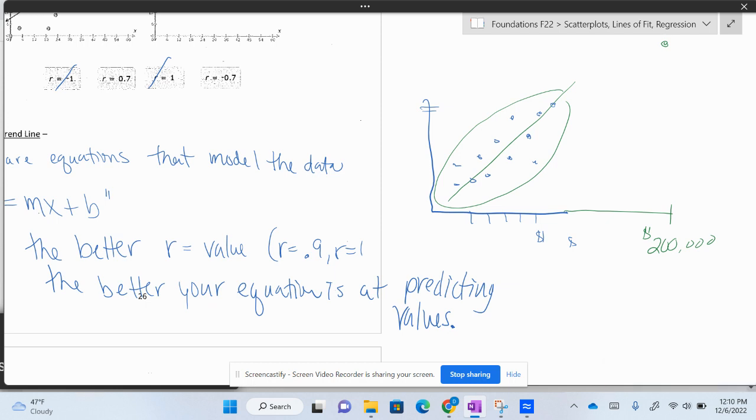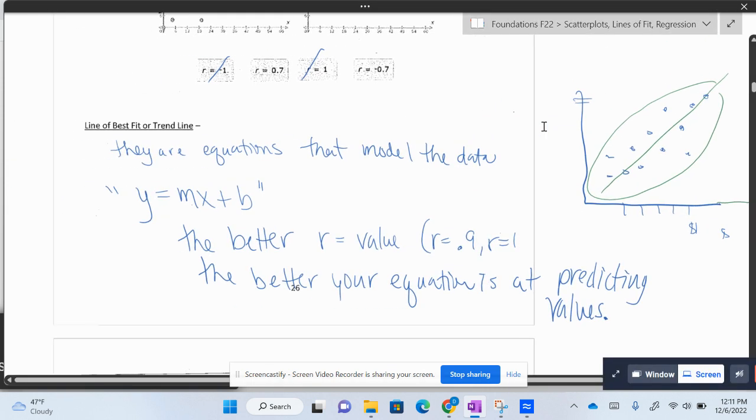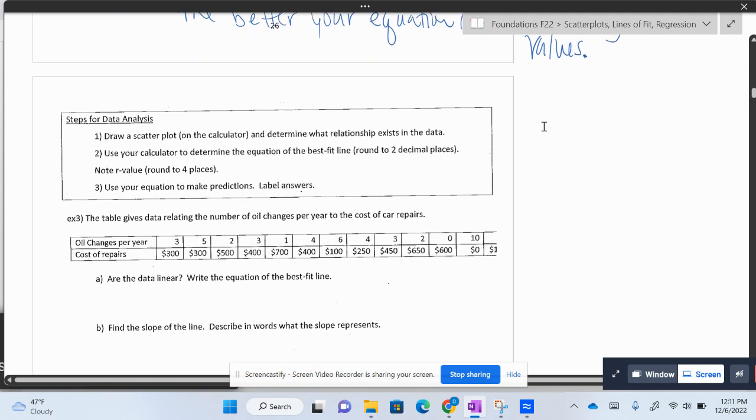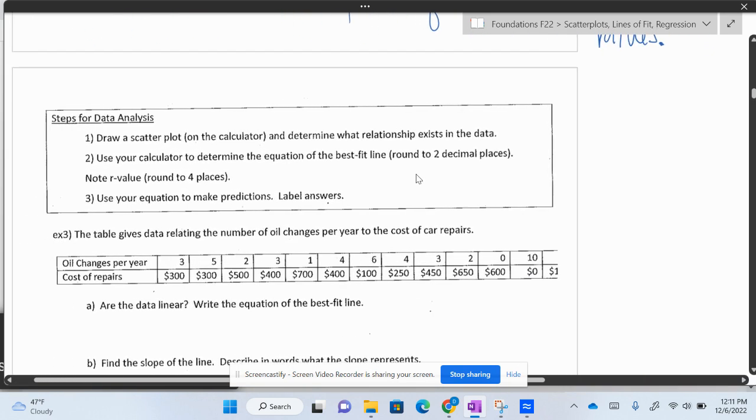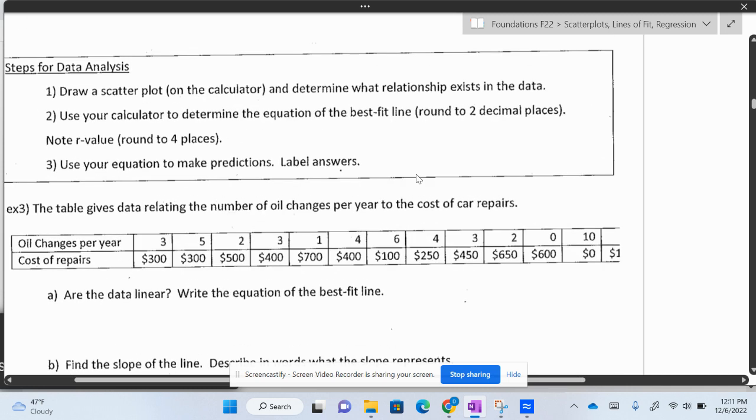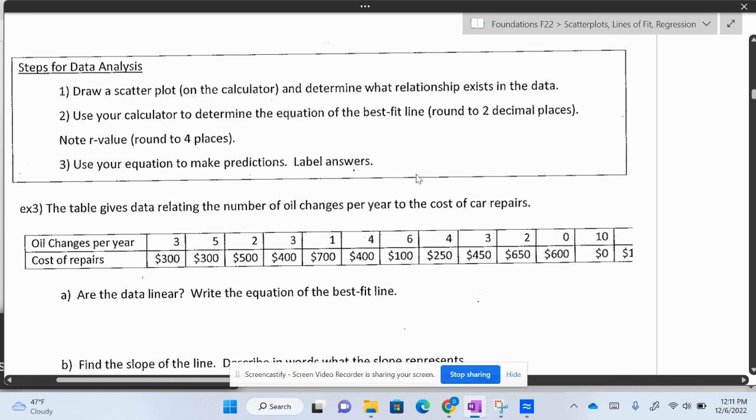So scatter plots are used to make projections about future sales, whether they're positive or negative. So businesses use scatter plots. They're also used in growth models and in insurance costs and things like that, which are no fun, but definitely in marketing. So let's look at this. So we are not going to do the calculator part today. We are going to do the calculator part tomorrow.